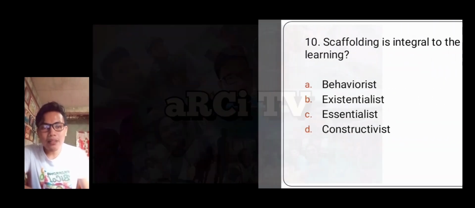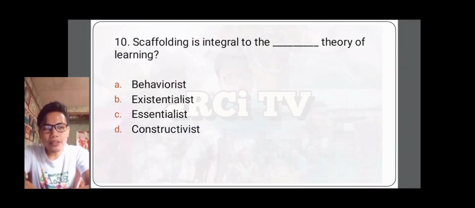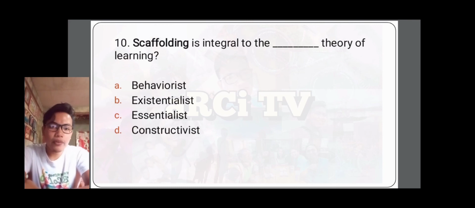And the last but not the least, scaffolding is an integral part to the blank theory of learning. So, ano yung scaffolding? It is the theory of Lev Vygotsky. Ano yung example of scaffolding? One-on-one tutorial with a pupil, peer discussion between your students. So, those are the two examples of scaffolding. Dyan, yung hindi masyadong marunong and the more knowledgeable one. Tinutulungan ng more knowledgeable one yung hindi masyadong marunong.